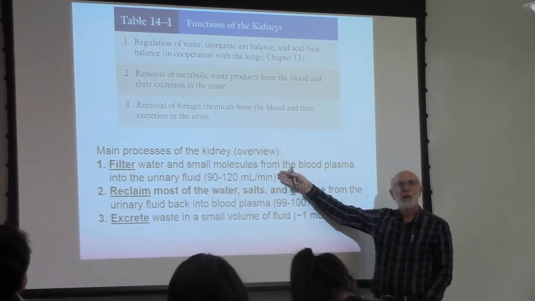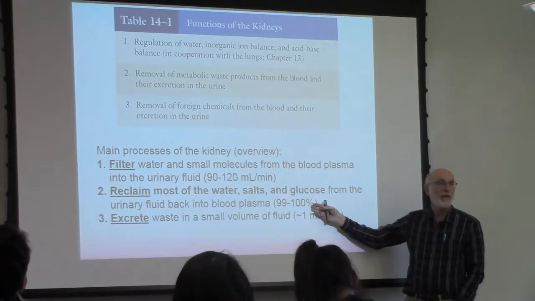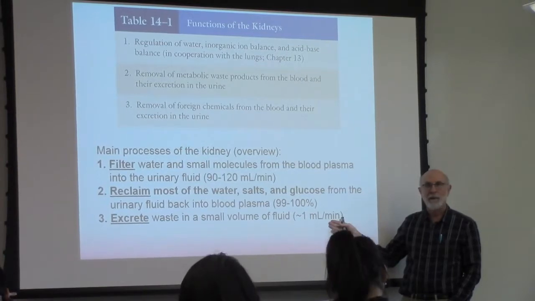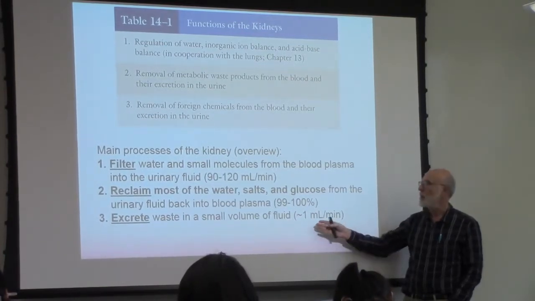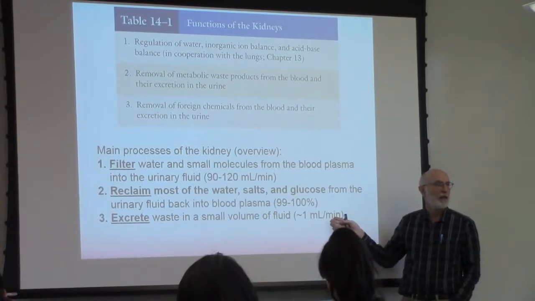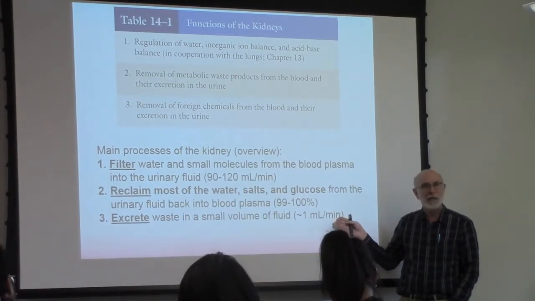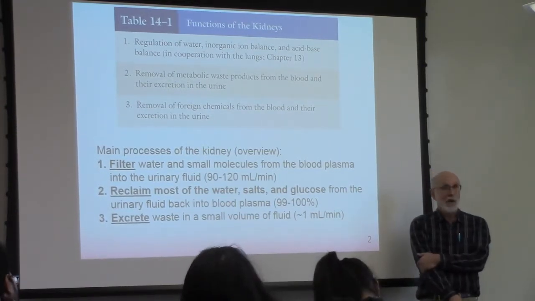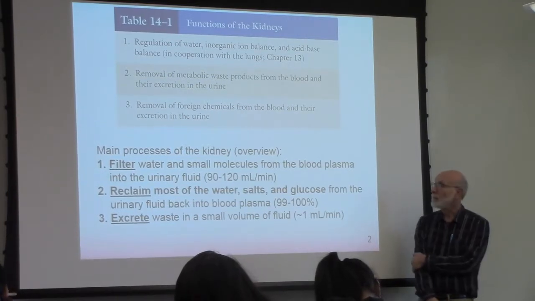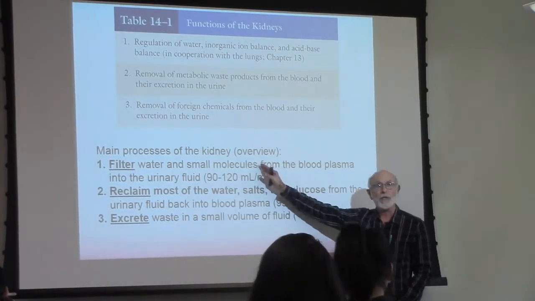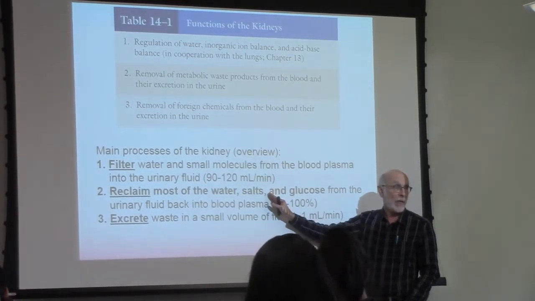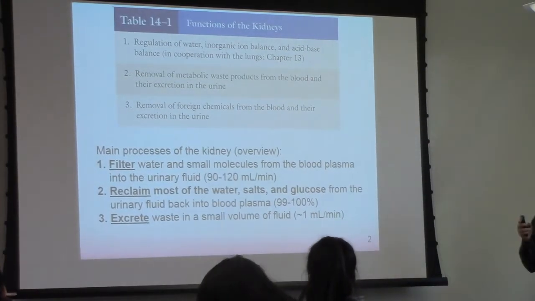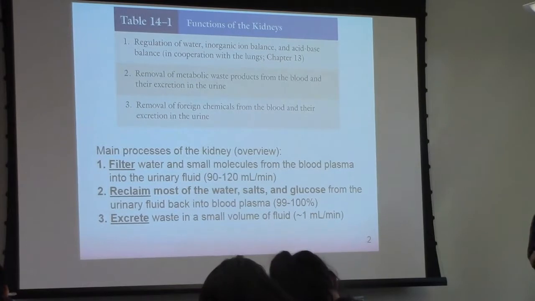The point is, this is a large volume, and so we need to recover almost all of it so that we can excrete a small volume of urine, about 1 mil per minute, which means you can go 2 hours, and that's 120 mils of urine. You can go 3 hours, and that's 180 mils of urine, plus or minus. Depends on whether you've been drinking a lot of water or coffee or not. Okay, key points. Filter it out, recover what we need to retain, and excrete the rest. And we're going to be seeing the molecular mechanisms of those processes over and over and over again.